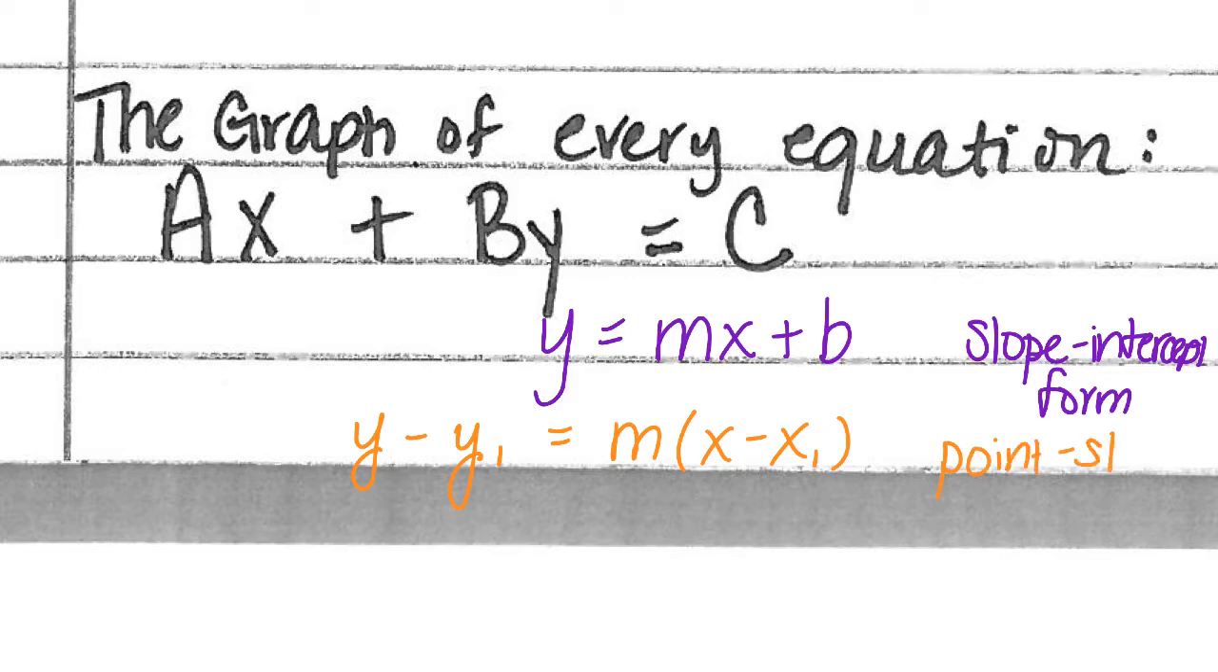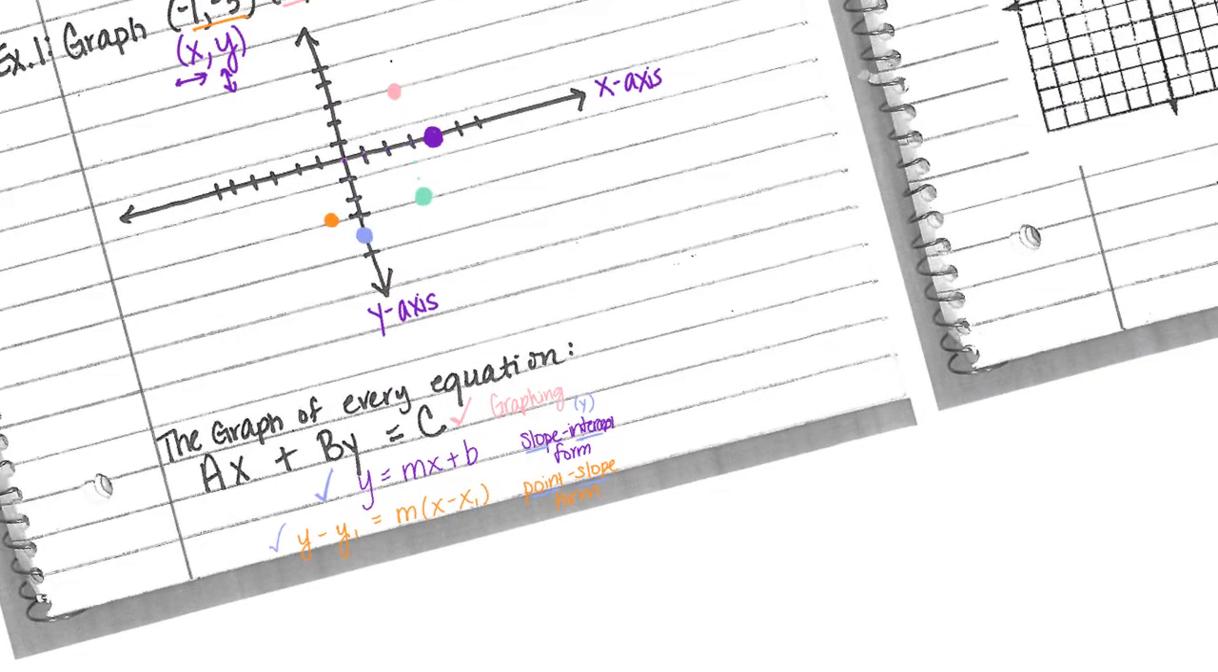Point-slope form. Now, obviously, this one right here, the slope-intercept form, has a slope, and it actually has the y-intercept. In the point-slope form, guess what it has? A point and a slope. This form on the top right here is good for graphing a lot of times. So we are going to learn how to graph working with the standard form.